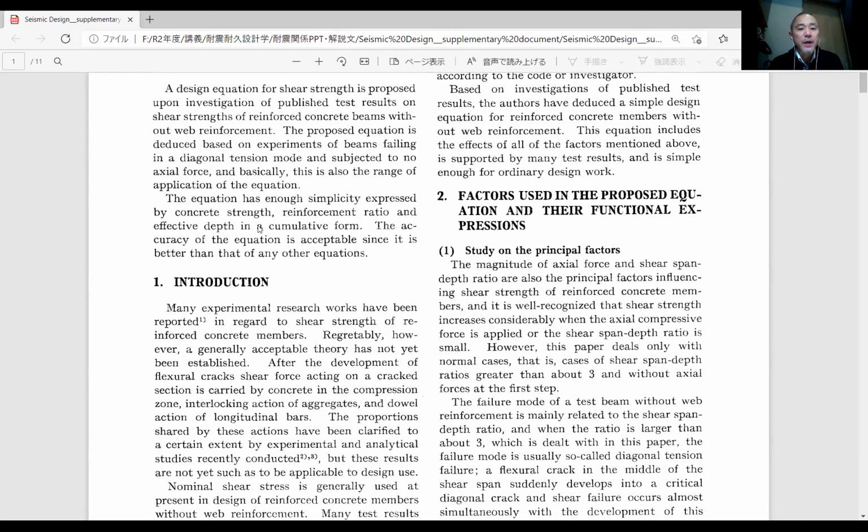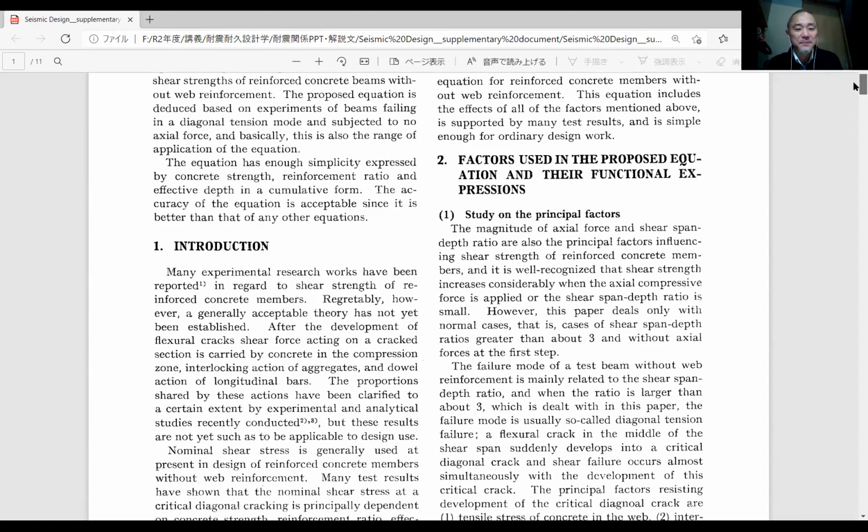Abstract, okay. Very simple equation. The accuracy of the equation is acceptable since it is better than that of any other equations. Very simple, but very confident. They beat all other international research results. Okay?